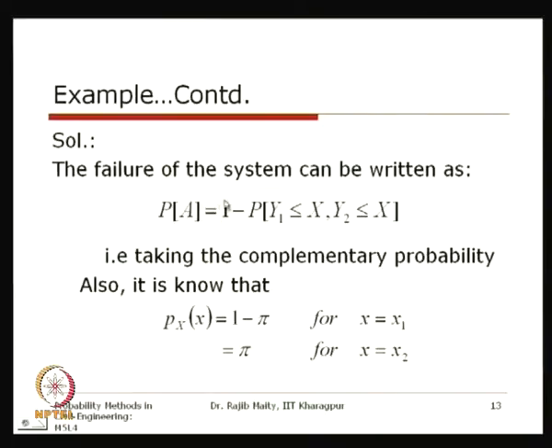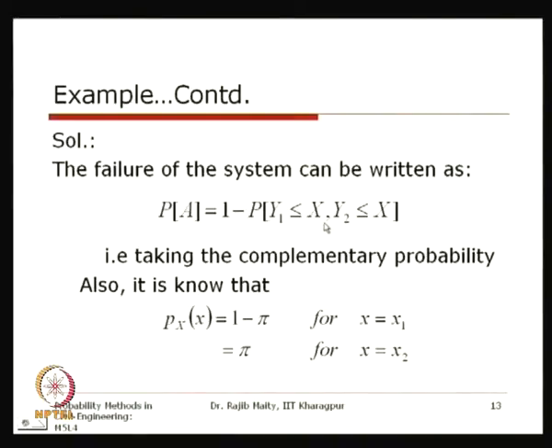Now, the failure is also represented as 1 minus the probability that y1 is less than x and y2 is less than or equal to x. Because of the concept of the cumulative distribution, we need to know the less than or equal to. So, we have just considered this as 1 minus the probability that y1 is less than or equal to x and y2 is less than or equal to the supply x.